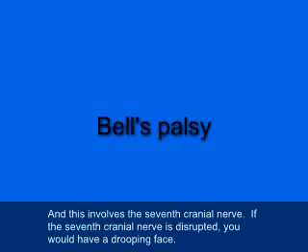Now the other one they give us is Bell's palsy. Bell's, palsy, and this involves the seventh cranial nerve. If the seventh cranial nerve is disrupted, you would have a drooping face. It's a drooping face caused by a problem with the seventh cranial nerve. And those are the only two pathologies they give us that are directly related to the cranial nerves.